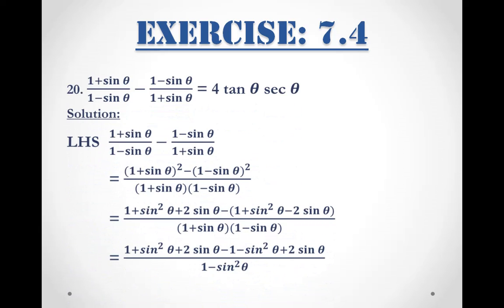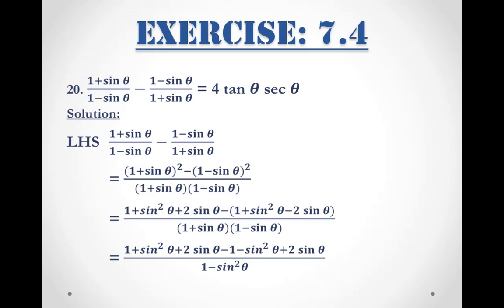In the exercise 7.4, our next target is question number 20. It says (1 plus sin theta) whole over (1 minus sin theta) minus, next fraction is (1 minus sin theta) whole over (1 plus sin theta) is equal to 4 tan theta into secant theta. Starting our solution, taking the left hand side and taking the LCM. Viewers, remember that between two fractions, sign is either minus or plus, you have to take the LCM. So the product of denominator is our LCM. Simply we have at the place of first numerator (1 plus sin theta) whole square minus (1 minus sin theta) whole square.